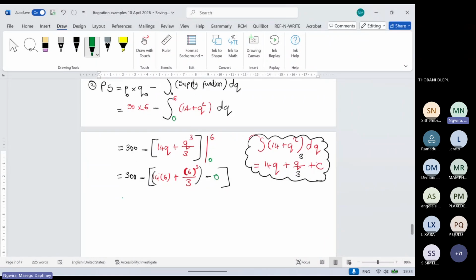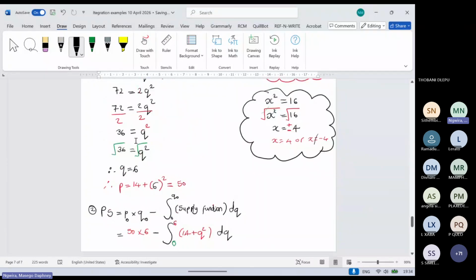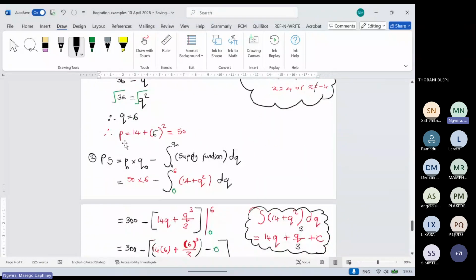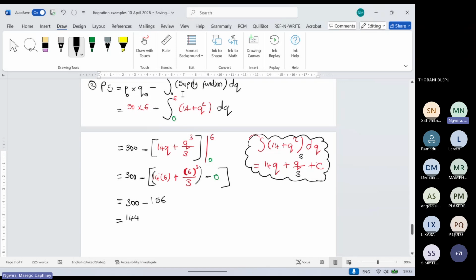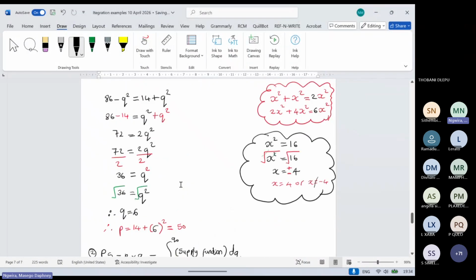All right, someone help us with the calculator. It's 156. It's going to be 300 minus 156. Then the final answer is 144. That is it. So that's how we do it. Step number 1, find your P and Q, make sure that they're there. Step number 2, just substitute, integrate this part, apply the limit, and then you get your answer.